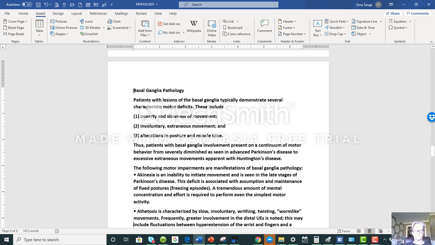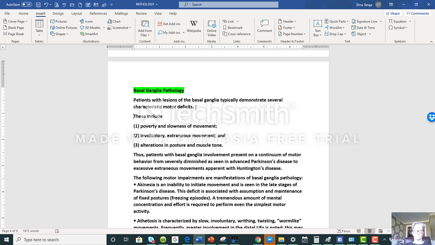Basal ganglia pathology. Patients with lesions of the basal ganglia typically demonstrate several characteristic motor deficits. These include: 1. Poverty and slowness of movement, 2. Involuntary, extraneous movement, and 3. Alterations in posture and muscle tone. Thus, patients with basal ganglia involvement present on a continuum of motor behavior from severely diminished as seen in advanced Parkinson's disease to excessive extraneous movements apparent with Huntington's disease.